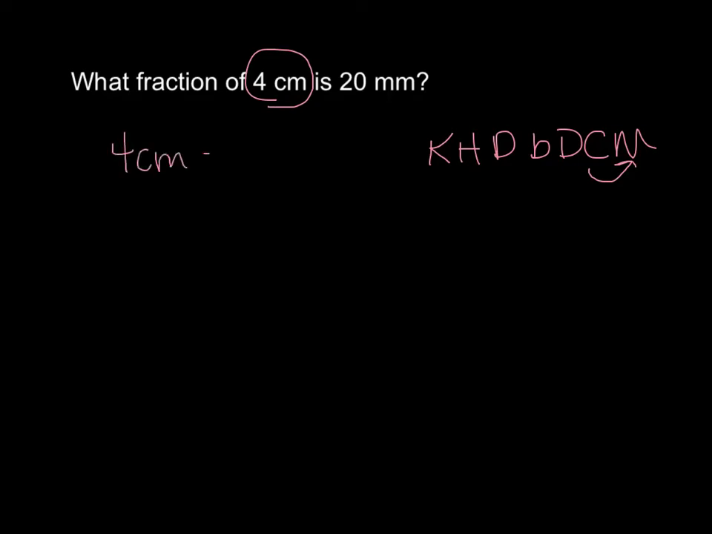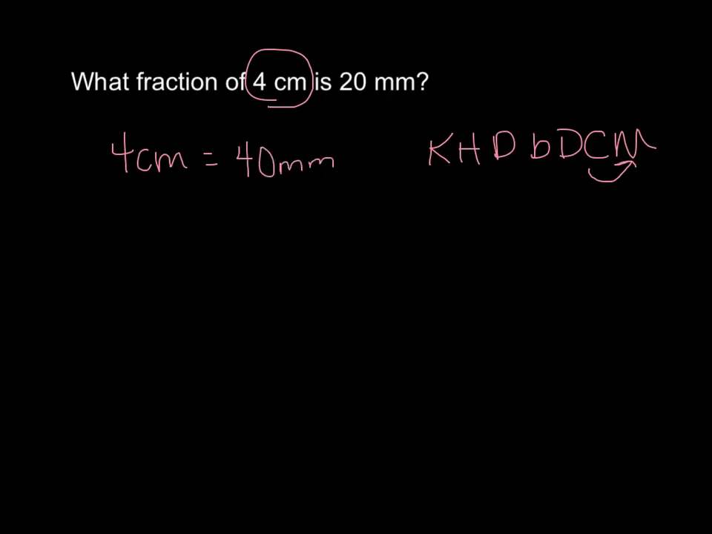Okay, so I'm going to use King Henry Died by Drinking Chocolate Milk. And let's just change the 4 centimeters to millimeters. So I see that's a 1 move to the right. So 4 centimeters is equivalent to 40 millimeters.